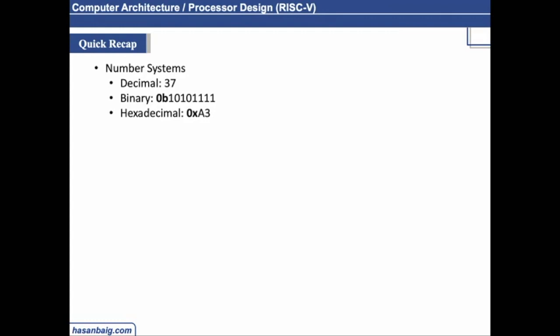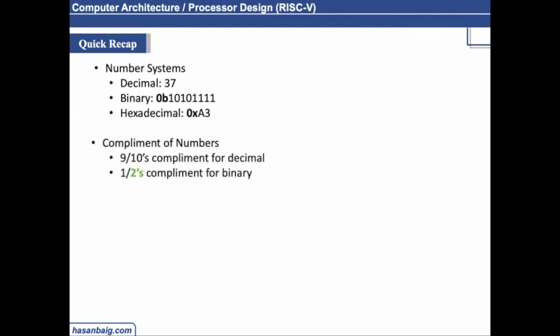Next, we have discussed complements of numbers, like how we can change the sign of a number with the help of nines and tens complement for decimal values, and ones and twos complement for binary. And the twos complement is commonly used in practical computers. Then we discussed how we can represent negative numbers. So what is the convention for representing a negative number?